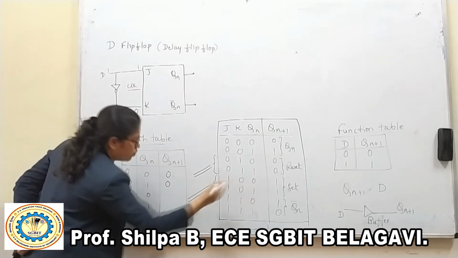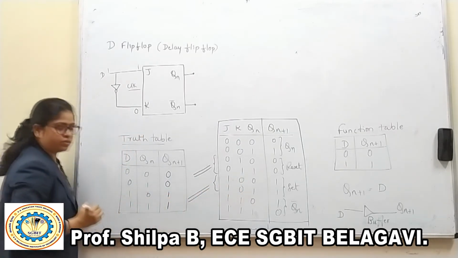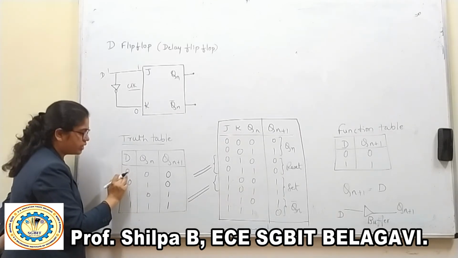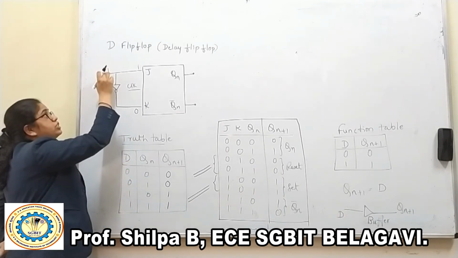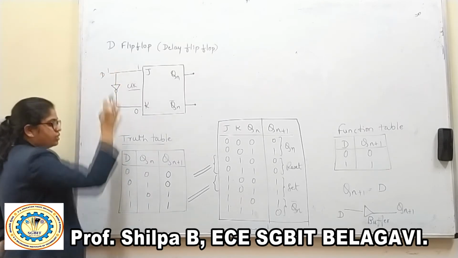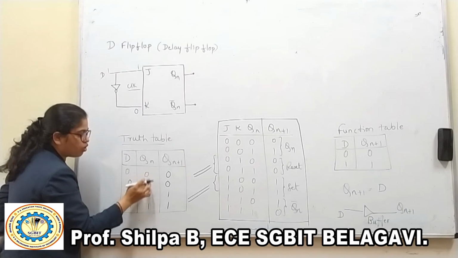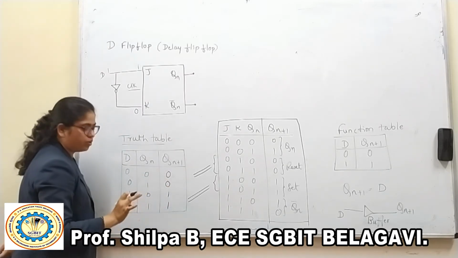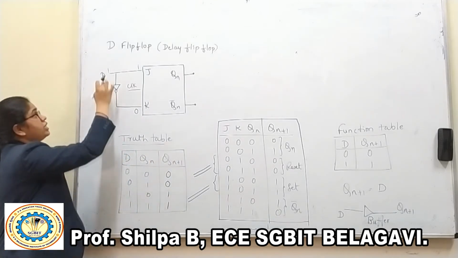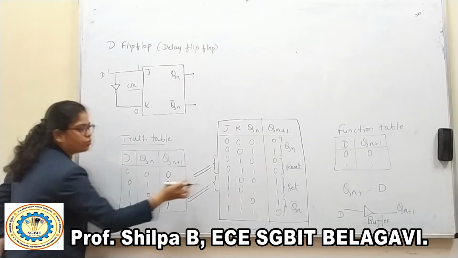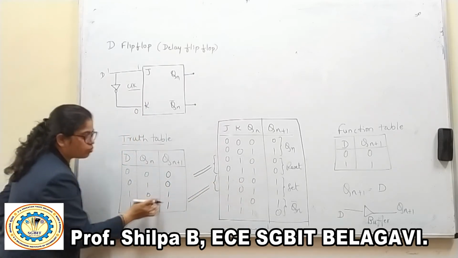Okay. So what is the output here? 1, 1. Okay. So look here, when D is equal to 0, whatever will be the input, 0 or 1, we are getting the output as 0. In the other way, when D is equal to 1, internally it is 1, 0. So what is the output you are getting?